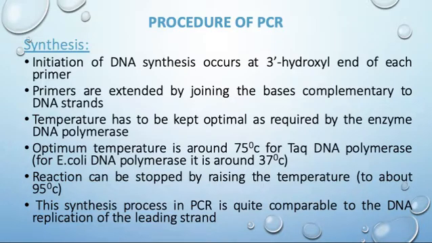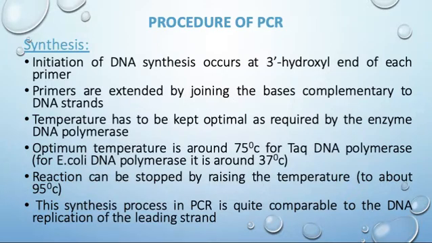So the optimum temperature is around 75 degrees for the Thermus aquaticus DNA polymerase enzyme, whereas for the E. coli DNA polymerase it is around 37 degrees centigrade. Now the reaction can be stopped by raising the temperature to 95 degrees centigrade. This synthesis process in PCR is quite comparable to the DNA replication of the leading strand.